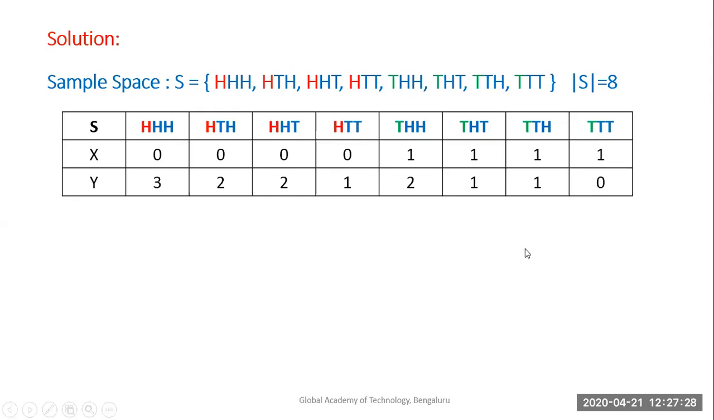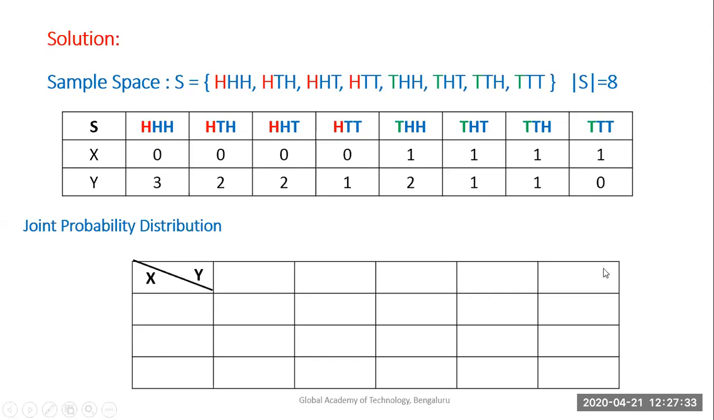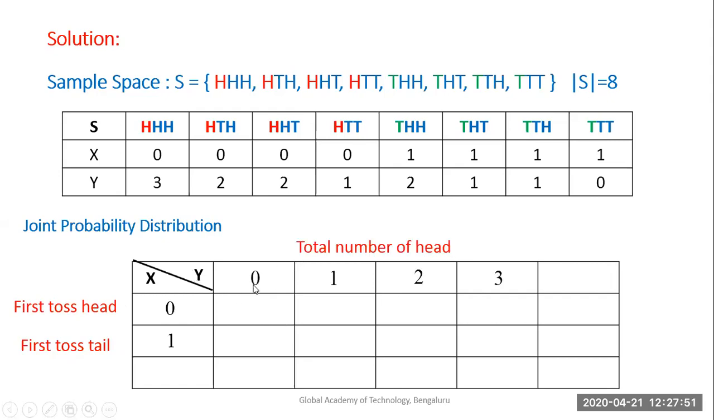Now using this, we'll try to write the joint probability distribution. So prepare this table. The first column is for the values taken by X. When the first toss is head, X takes the value 0. If the first toss is tail, X takes the value 1. Y denotes the total number of heads. So Y takes the values 0, 1, 2, and 3. There may be 0 heads, only 1 head, 2 heads, or all 3 may be heads.